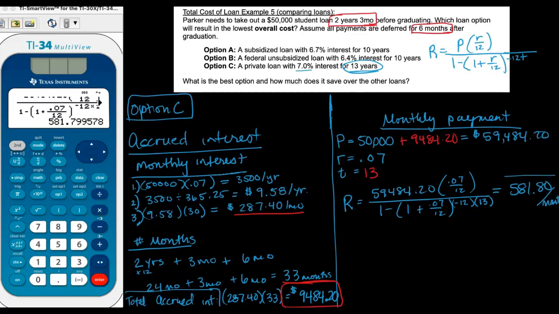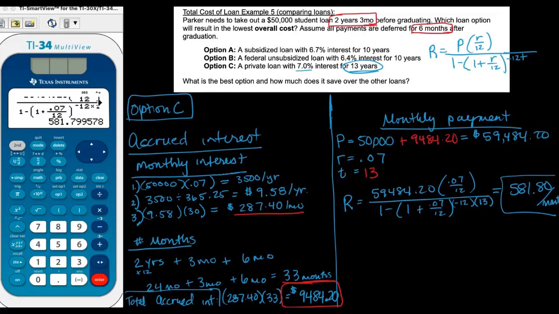Okay. And notice this is actually a cheaper monthly payment than option B. So the monthly payment for option B was $663.23. Remember, this is a 13-year loan and not a 10-year loan. So it's easy to fall in the trap thinking, oh, this loan's better because it has a lower monthly payment, but not necessarily. So we're going to find the total cost and we'll actually compare. That'll be a better way to compare.